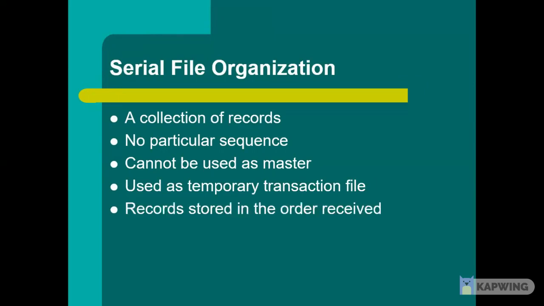Records are stored in the order they are received. Suppose Z comes first, then it will be stored at the start, and if A comes last, it will be stored last. So records are stored in the order they are received.